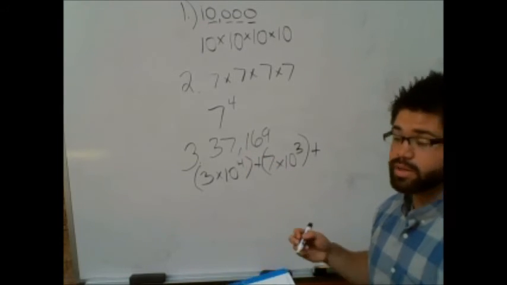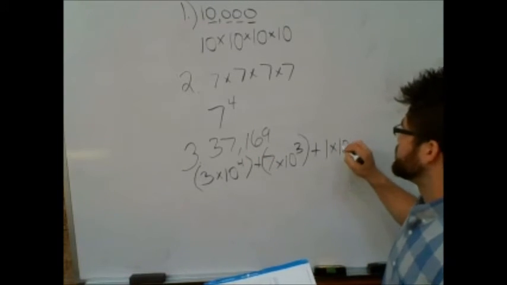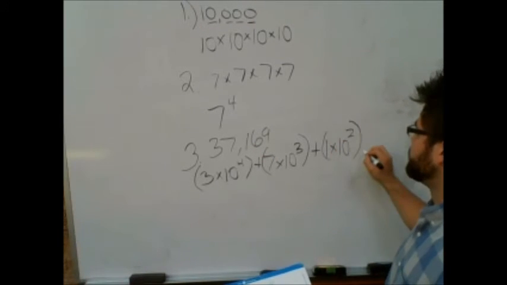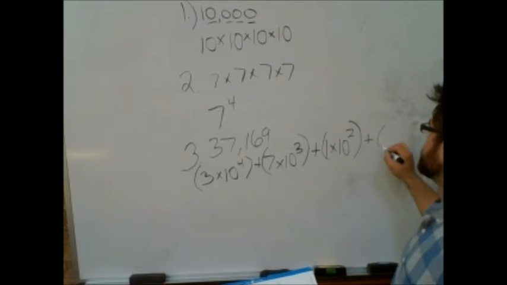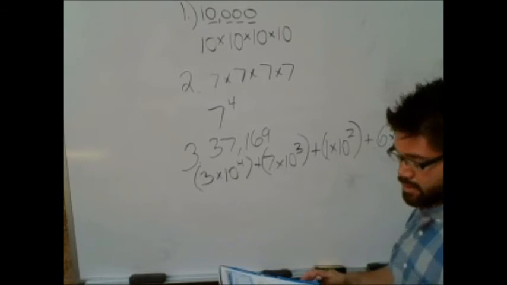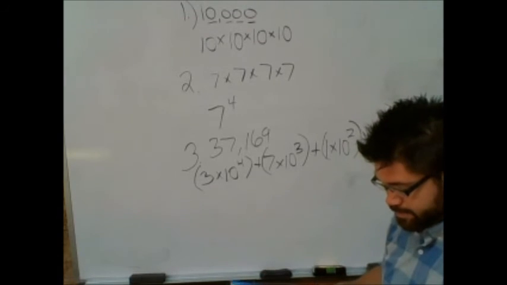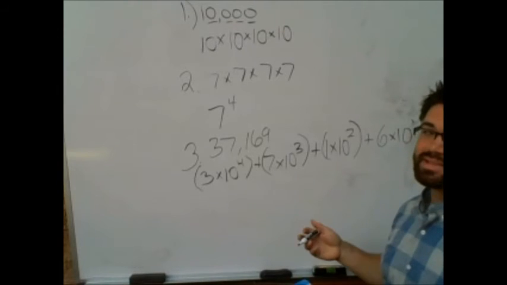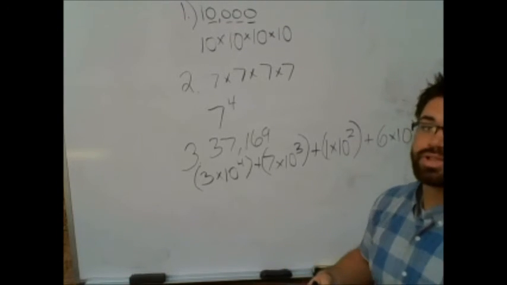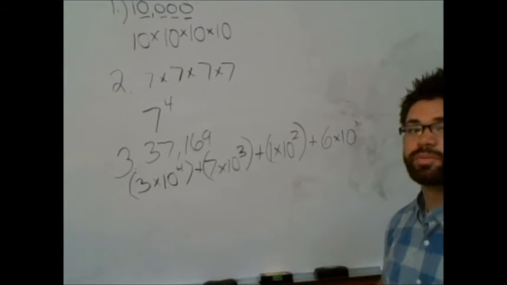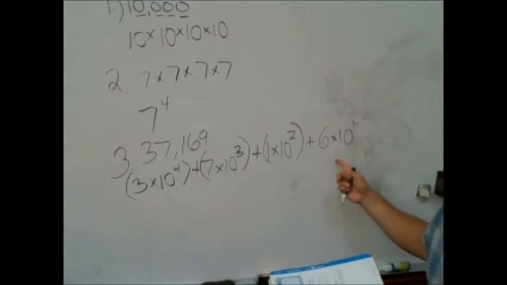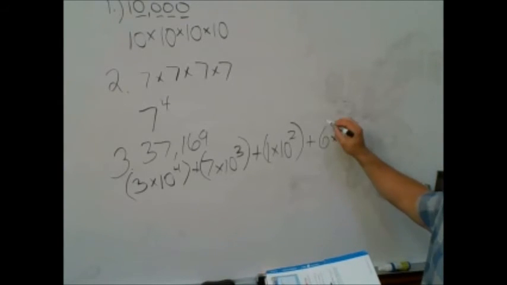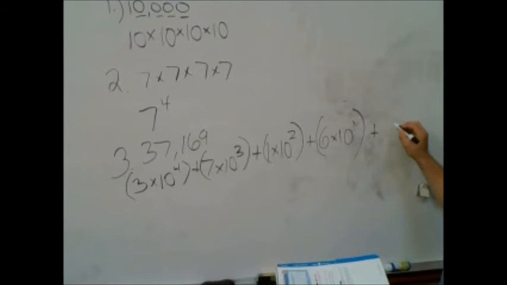plus 1 times 10 to the power of 2, because 10 times 10 is 100. We're in the hundreds place for that. Plus 6 times 10. And now for 6 times 10, we can go ahead and put to the power of 1, because it's not going to make a difference. It's pretty much saying the same thing. 6 times 10 to the power of 1, we're just saying to the power of 1, there's only 1 ten. So we're just going to go ahead and leave that as is.